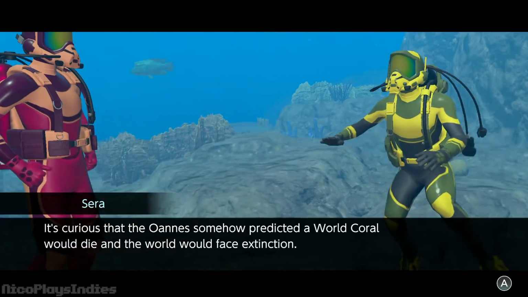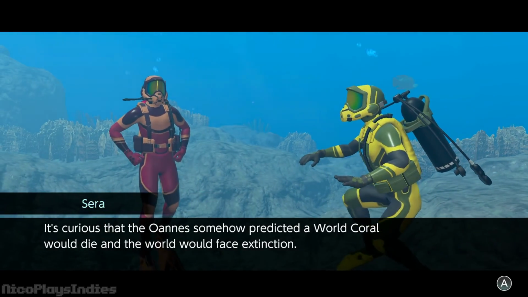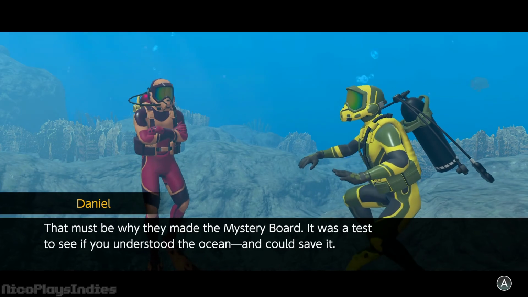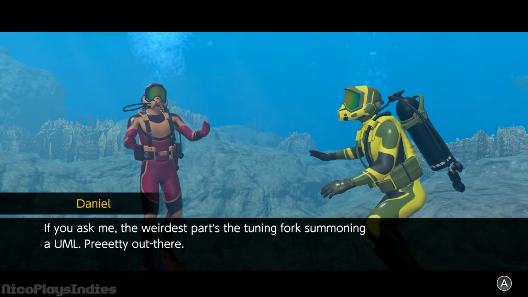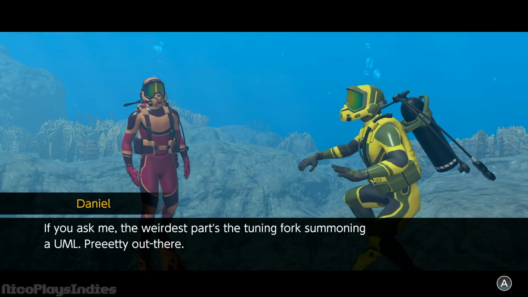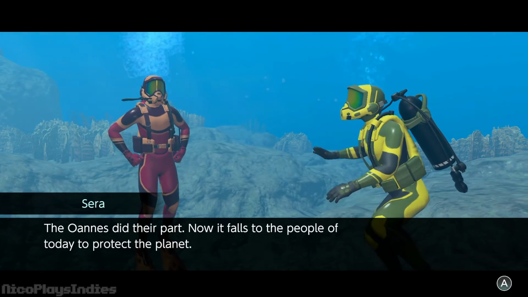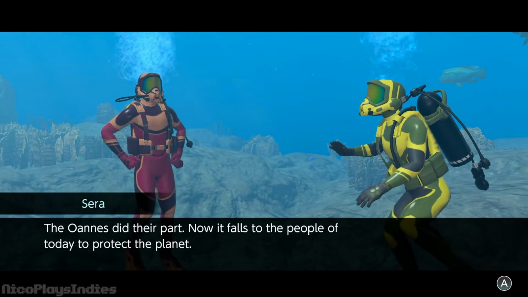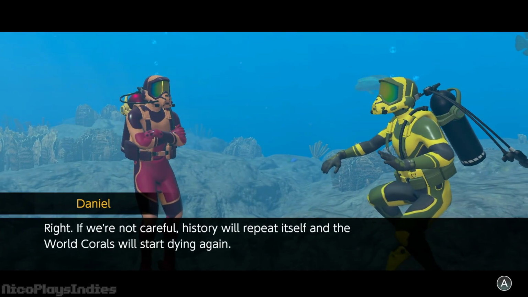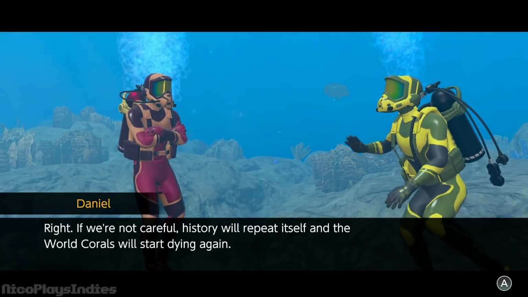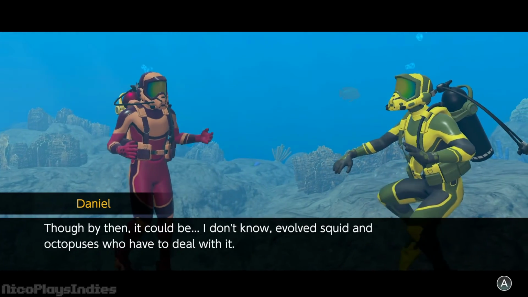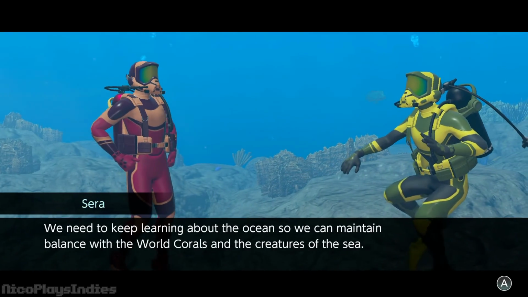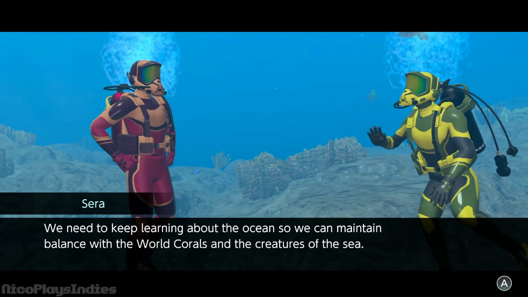It's curious that the Oans somehow predicted a world coral would die and the world would face extinction. The Oans did their part. Now it falls to the people of today to protect the planet. We need to keep learning about the ocean so we can maintain balance with the world corals and the creatures of the sea.